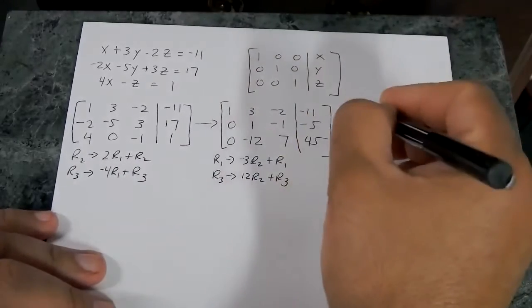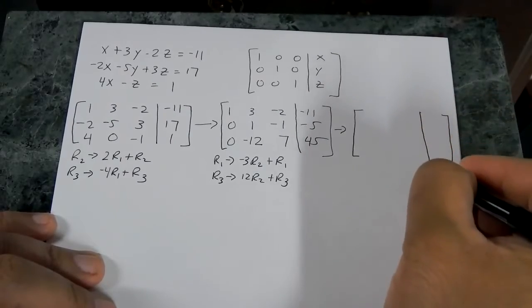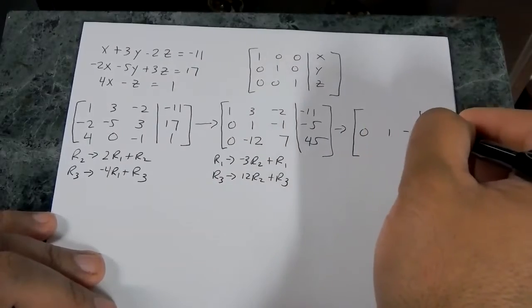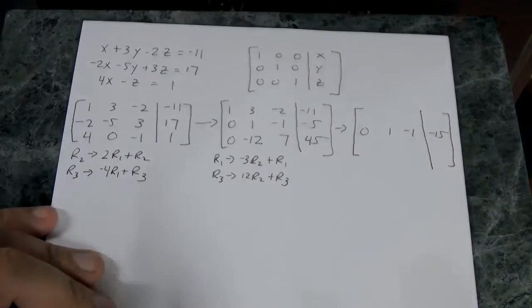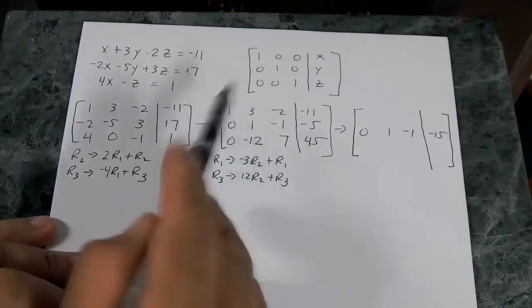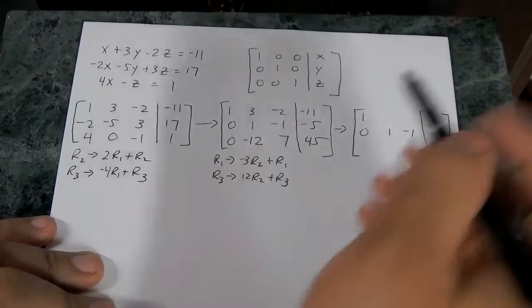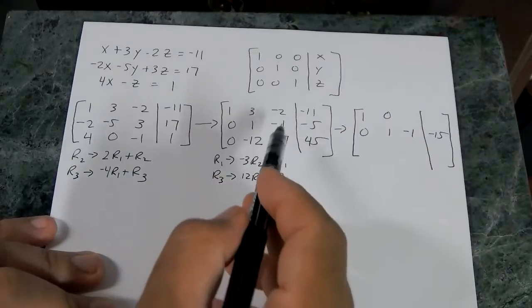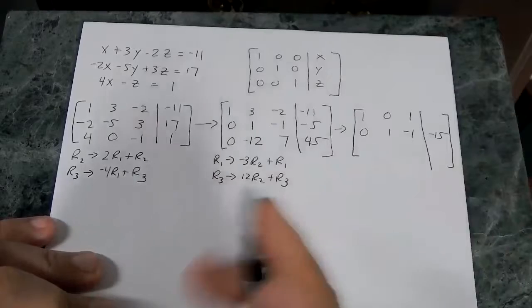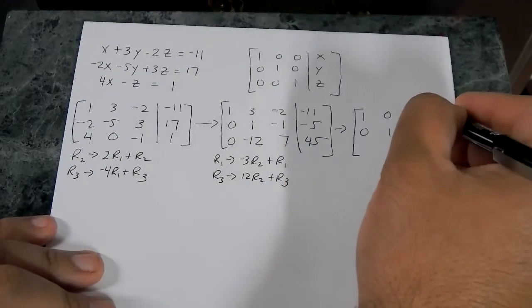All right. I can probably fit it right here. As you see, row 2 stayed the same. Okay. So let's rewrite row 1. Negative 3 times 0 is 0, plus 1 is 1. Negative 3 times 1 is negative 3, plus 3 is 0. Negative 3 times negative 1 is a positive 3, plus a negative 2 is a positive 1. Negative 3 times a negative 5 is 15, and a negative 11 is a positive 4.